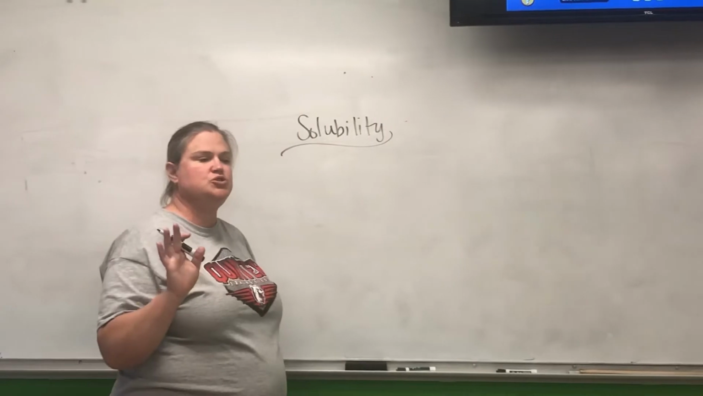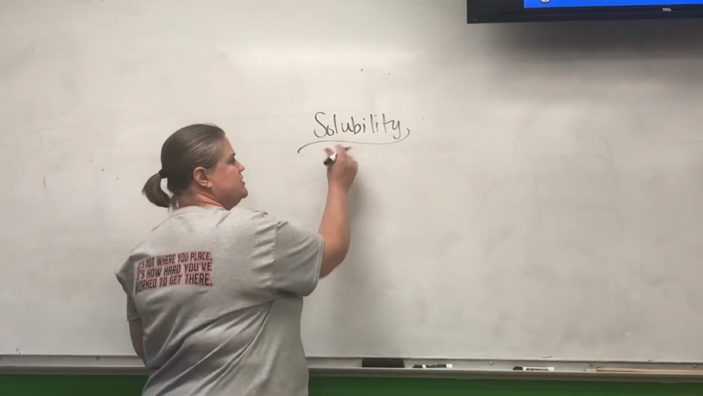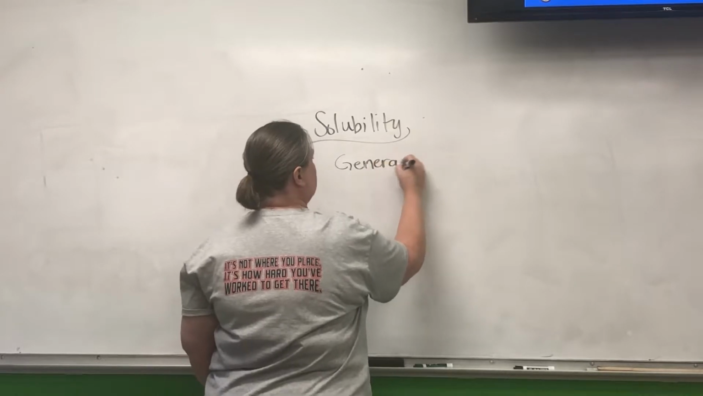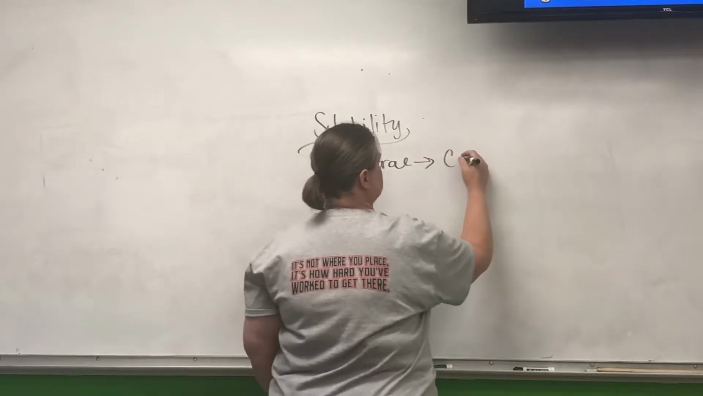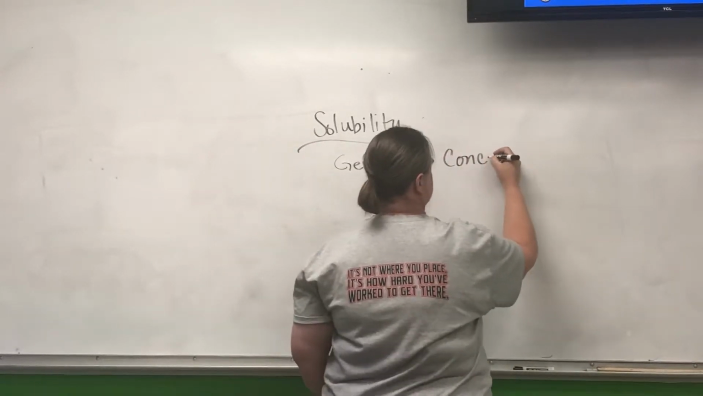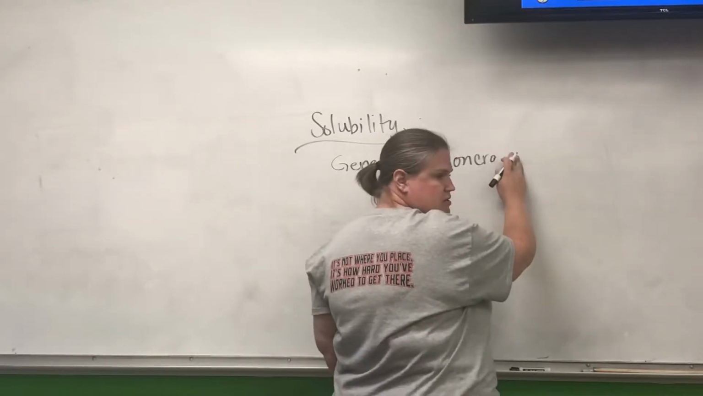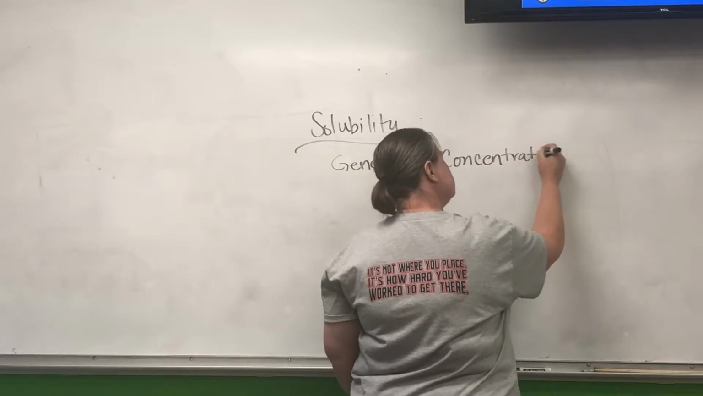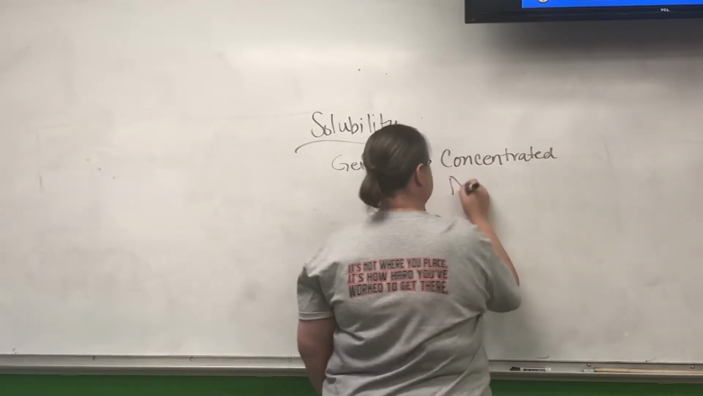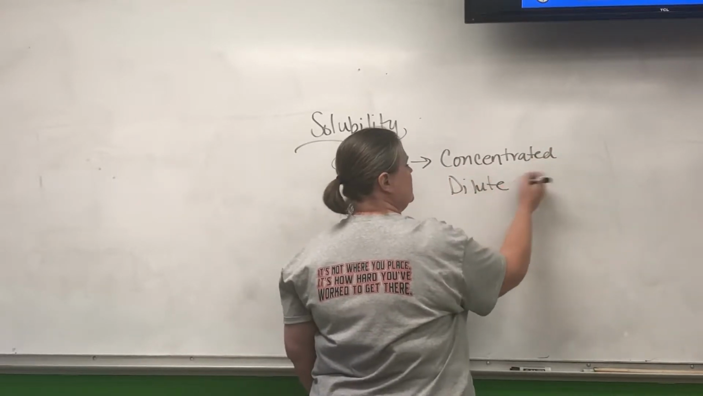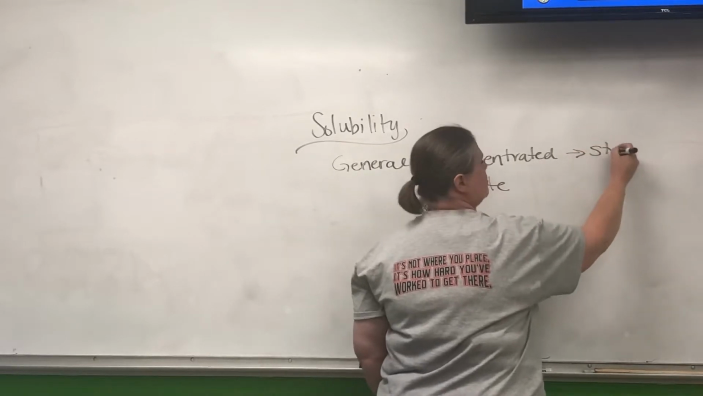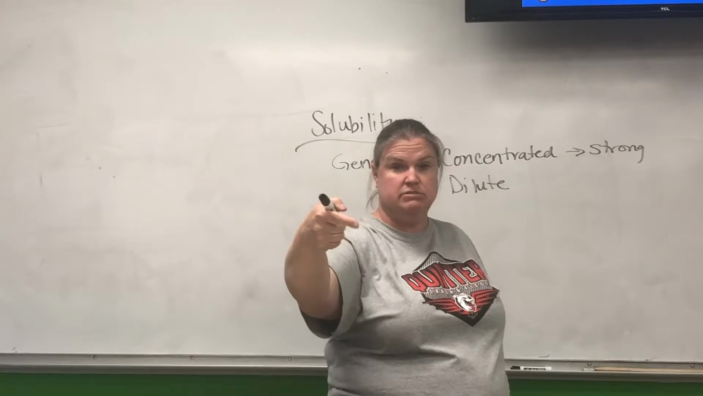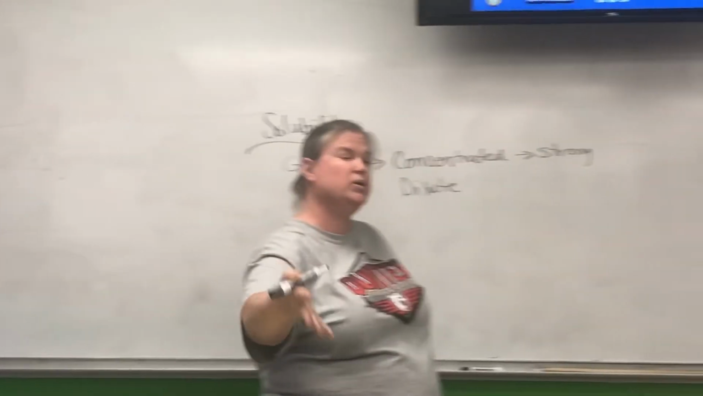All right, now you can use general terms, okay? The general term for solubility is concentrated and dilute. What does concentrated mean? It means that it's more together. Concentrated is stronger, dilute is less strong. Don't say water, say solvent, because yes, usually it might be water, but not always.